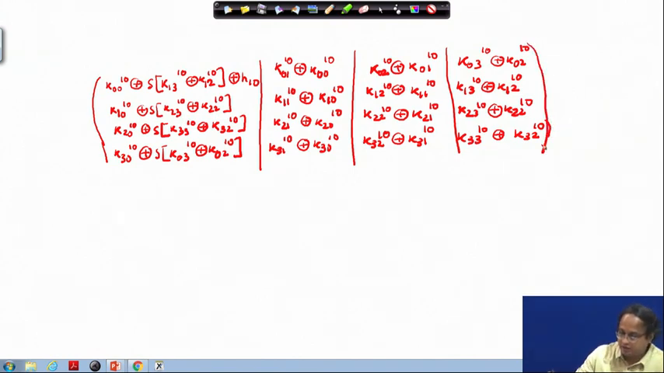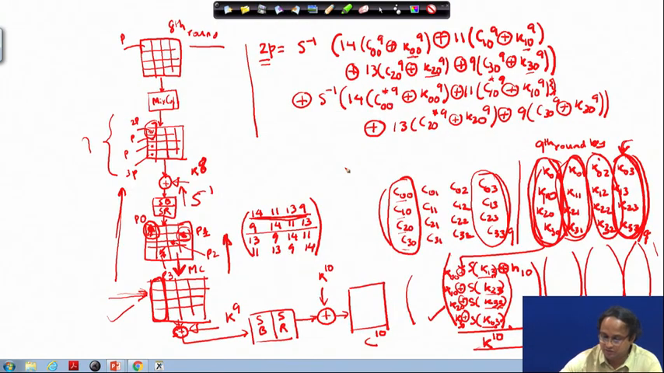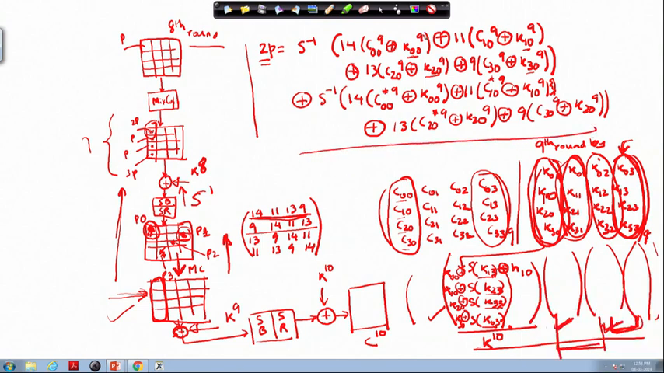So this is your final 9th round key expressed using the 10th round key bytes. Now let me write one equation; similarly you can derive the other equations. For example, we have already seen 2p, rather let us write 2p is equal to S inverse of... if you go back and look at the previous thing.